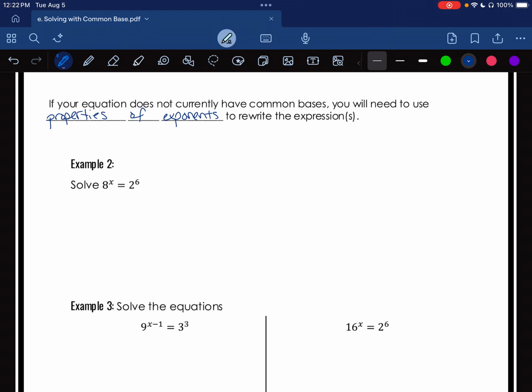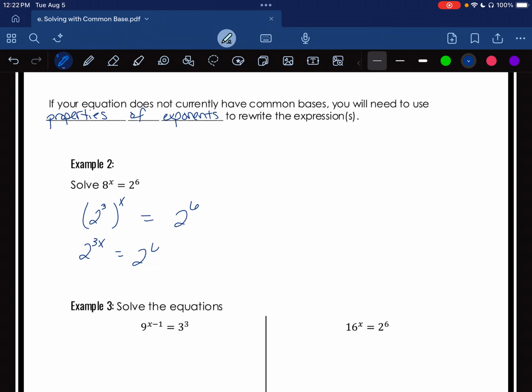If I have 8 to the x is equal to 2 to the 6th power, then 8, I know I can rewrite as 2 to some power. So what I'll do is instead of 8 to the x, I'm going to replace this with 2 cubed. And that's equal to 2 to the 6th. Now the properties of exponents need to come into play. So here I'm going to take 2, I'm going to multiply those exponents because it is a power to a power. So let's think about what we did here.